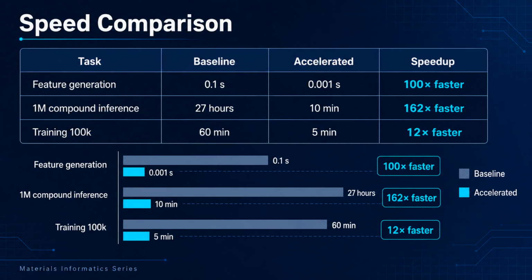The speed differences are dramatic. Feature generation takes milliseconds per compound for composition-based versus tenths of a second for GNN. That's about 100 times faster. Inference on 1 million compounds takes minutes versus hours, over 100 times faster. Training on 100,000 samples takes minutes versus an hour, over 10 times faster. This speed enables screening at scales impossible with structure-based methods.